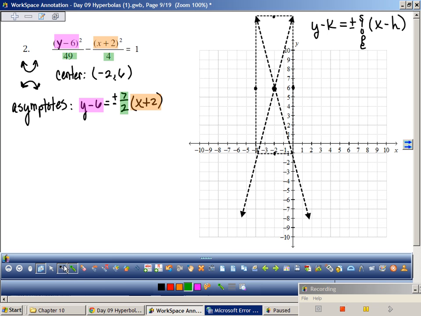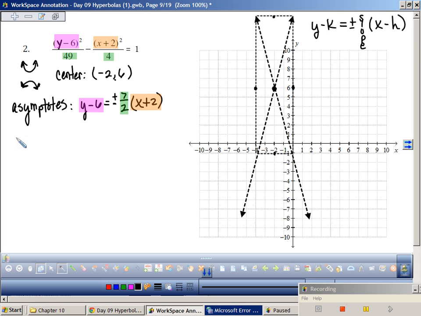All right, so one more thing I need to find before I draw. I could draw first, but there is one more thing I need to find. What do I need to find? The foci. So in order to find the foci, I need what?